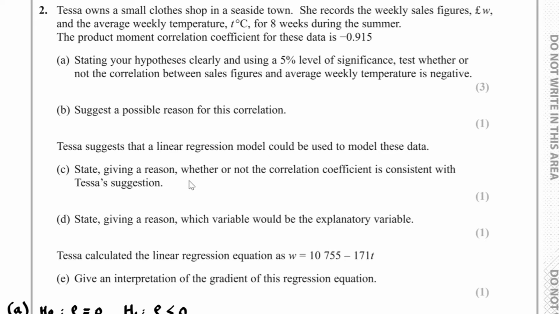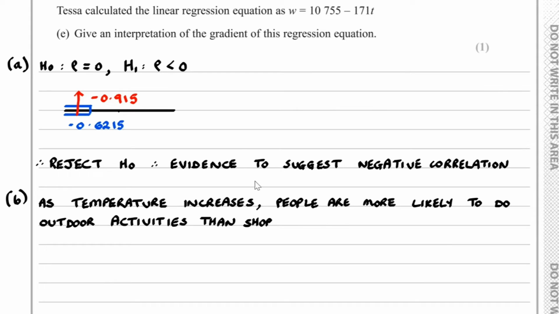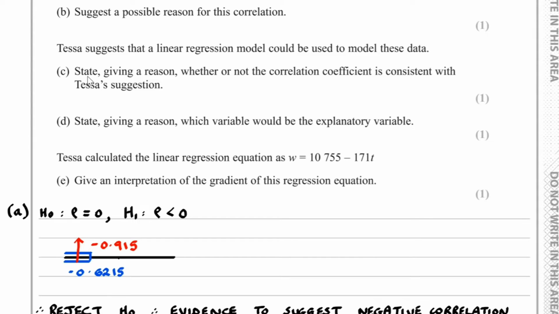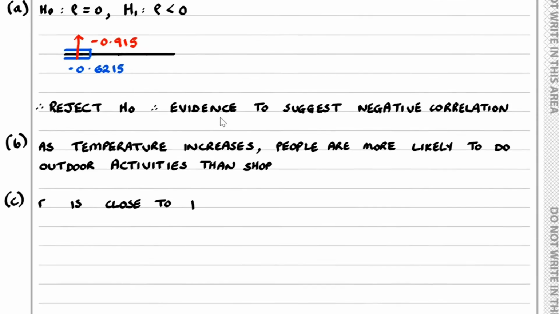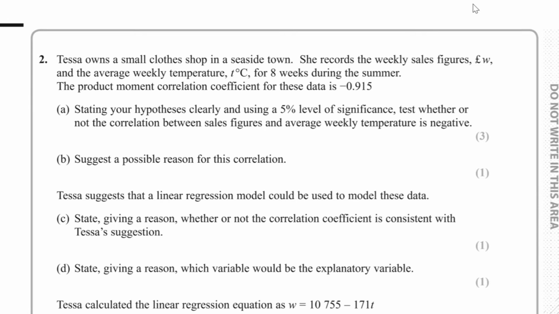Then for part B, we have to suggest a possible reason for this correlation. Well, one possible reason is, as temperature increases, people are more likely to do outdoor activities than shop. Now for part C, Tessa suggests that a linear regression model could be used to model these data. We have to state, giving a reason, whether or not the correlation coefficient is consistent with Tessa's suggestion. Well, we know that r is close to negative 1.